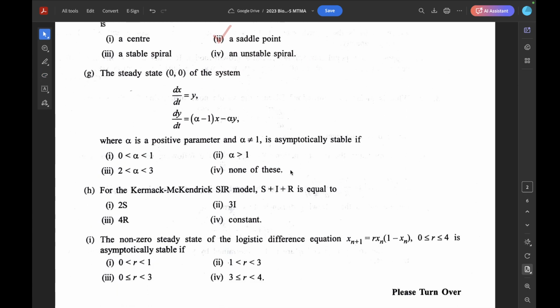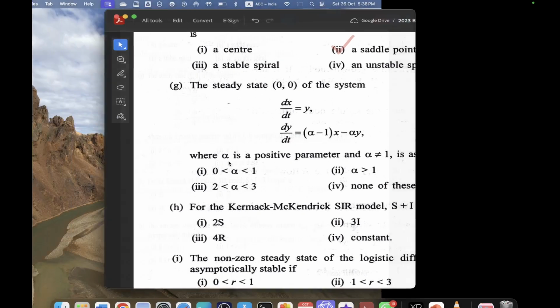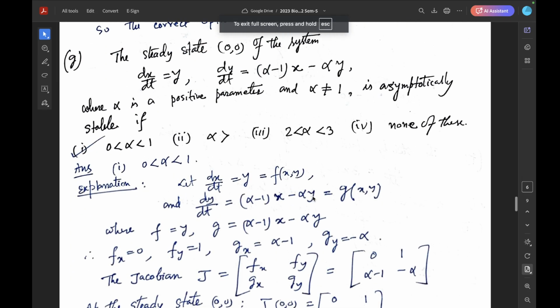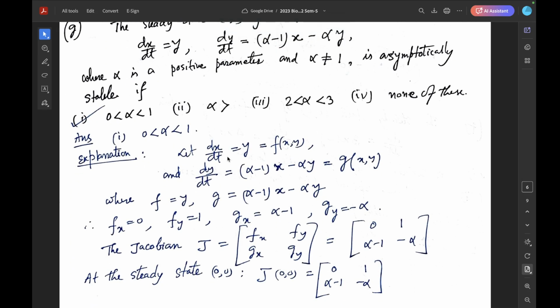Next question. The steady state (0, 0) of the system d/dt of x equal to y and d/dt of y equal to (alpha minus 1) x minus alpha y, where alpha is a positive parameter and alpha not equal to 1, is asymptotically stable. Under what condition? Let d/dt of x equal to y equal to f(x, y) and d/dt of y equal to (alpha minus 1) x minus alpha y equal to g(x, y).